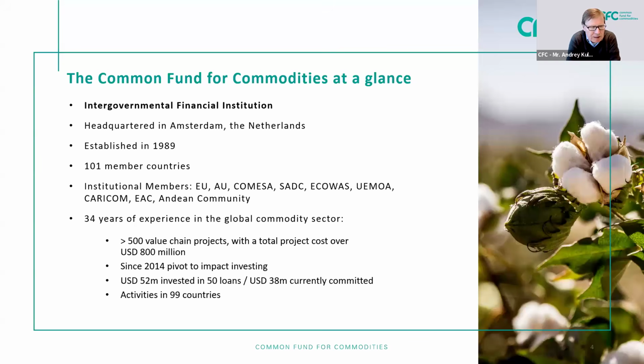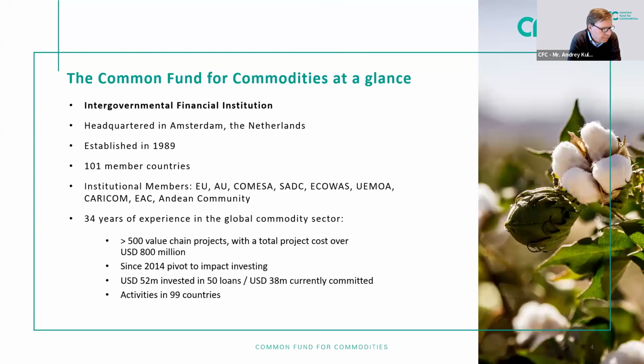The CFC was established in 1989, again in the UN Conference on Trade and Development, and we currently have 101 member countries. It is a membership-based organization, so for a country to be able to submit projects, or rather for the businesses in the country to be able to submit proposals to the CFC, the country must be a member of the CFC.